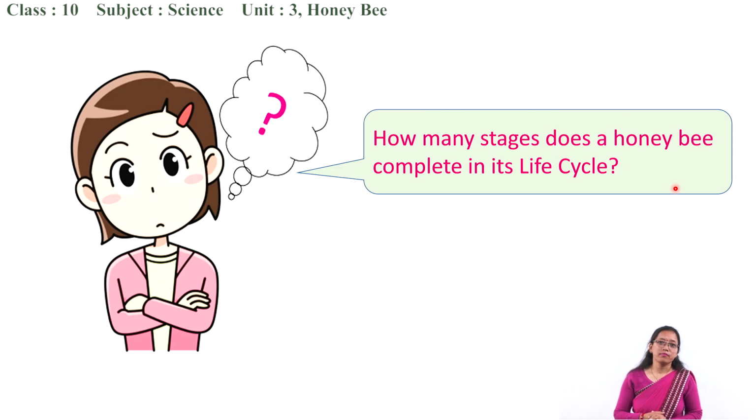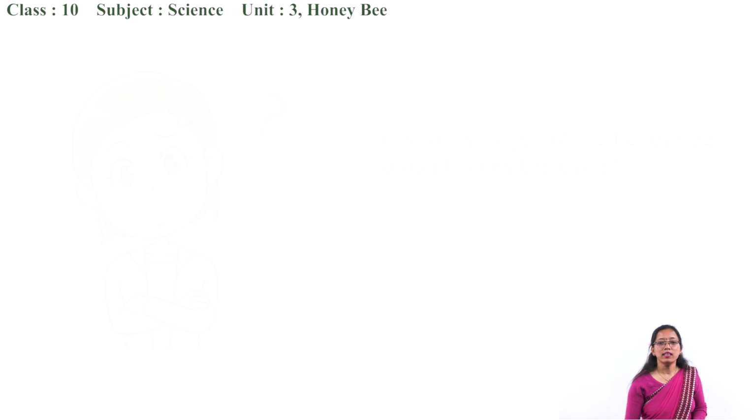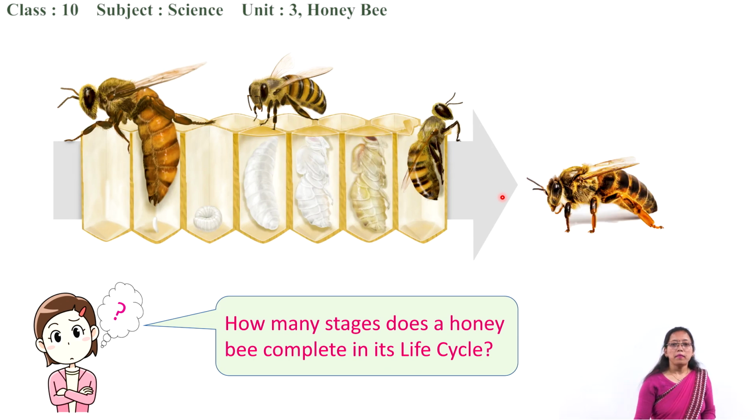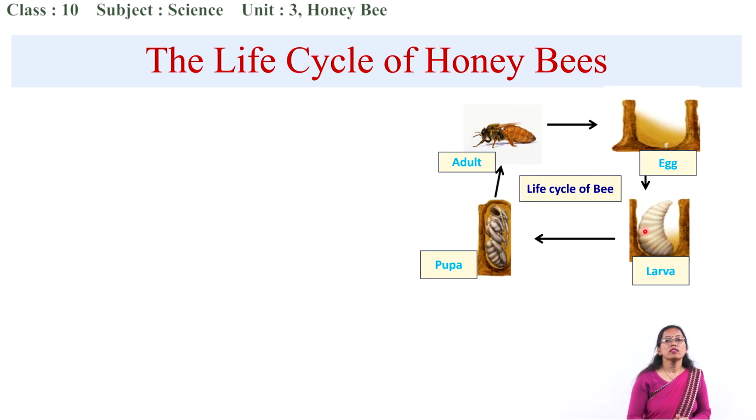Again she is thinking, how many stages does a honeybee complete in its life cycle? Already you know. Can you say? Yes, egg, larva, pupa and adult. And here you can see, first this queen bee is laying an egg, then a small larva, a somewhat bigger larva, and then the pupa. There are various stages we can see here. At last an adult bee is formed.